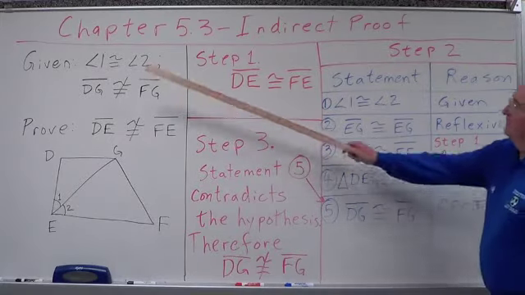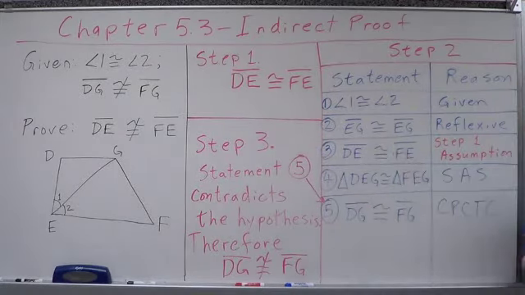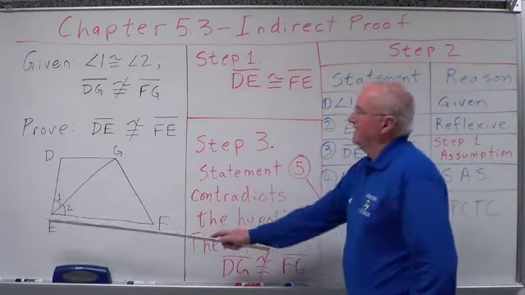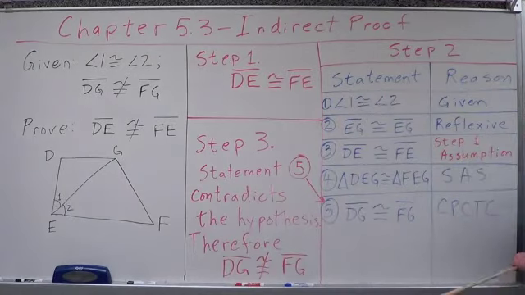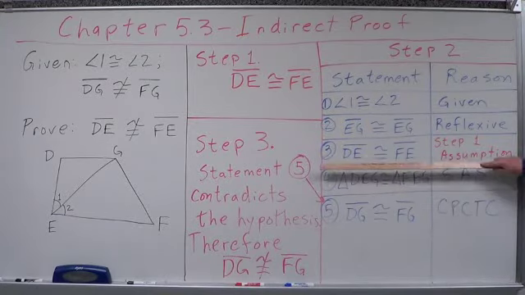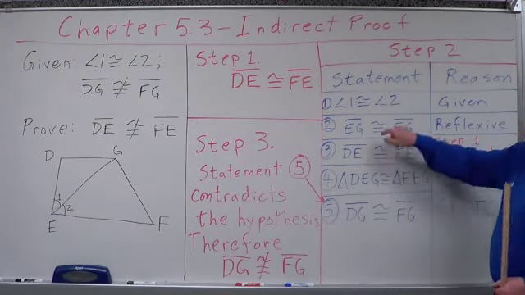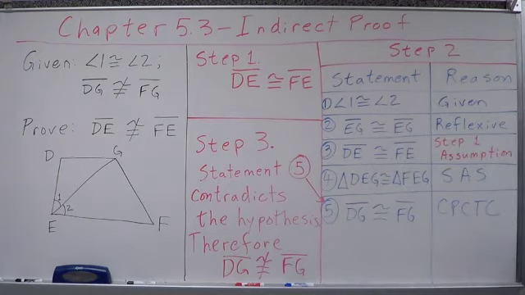We're given that angle 1 is congruent to angle 2. That's given. We know that EG is congruent to EG because of the reflexive step. And we're going to take that and stick it in here because that's part of our indirect proof. So we're going to say that segment DE is congruent to FE. That's our step 1 assumption right there.